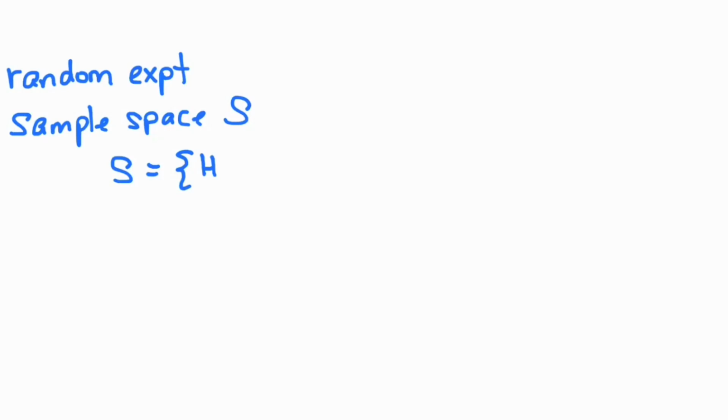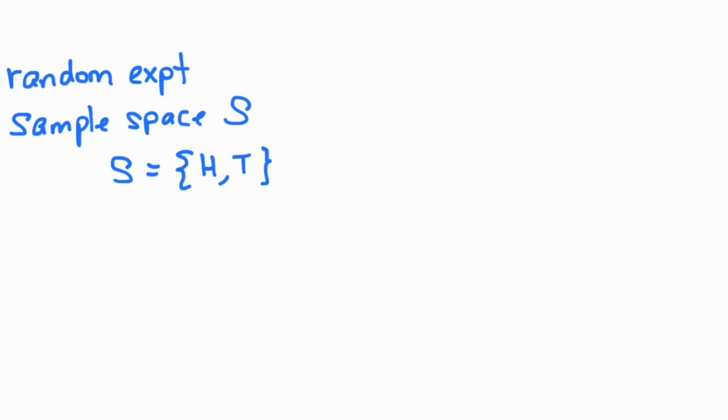So first, a random experiment is anything we do whose outcomes cannot be predicted. A simple random experiment is tossing a coin. Another one is tossing a die. Now, sample space S is just the list of all the possible outcomes. So if you are tossing a coin, S is just head or tail.